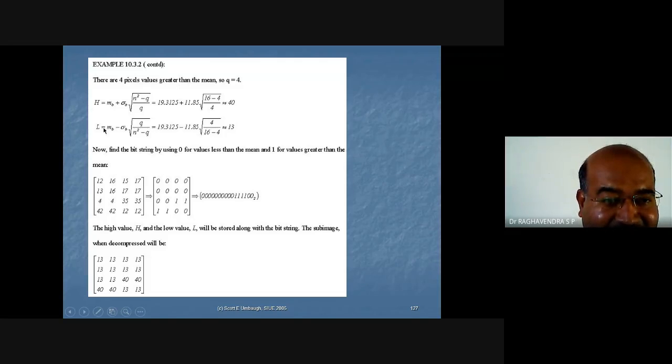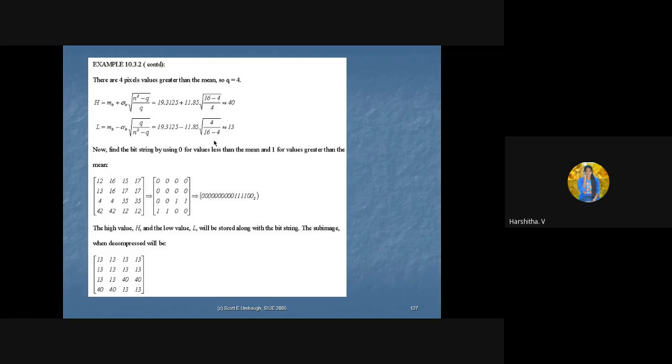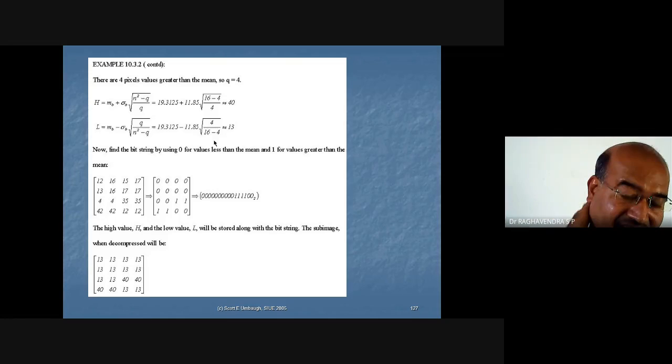Okay. Next, similarly, we are going to find the low level value, which is nothing but MB, that is block mean, minus variance into square root of Q divided by n square minus Q. Now here, once again, you substitute the block mean, that is 19.3125 minus 11.85 into square root of 4 by 16 minus 4. So what is 16 minus 4? 16 minus 4 is 12, right? So 4 divided by 12 is 1 by 3.